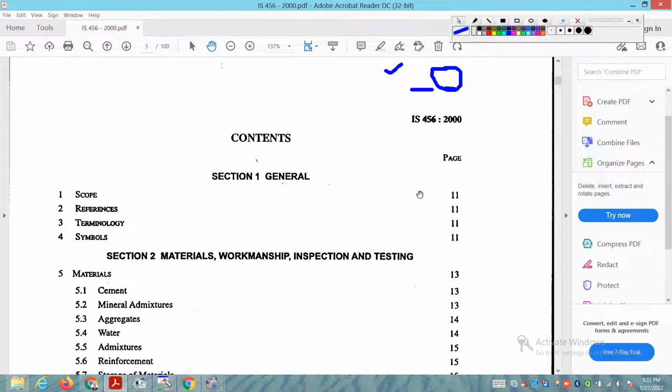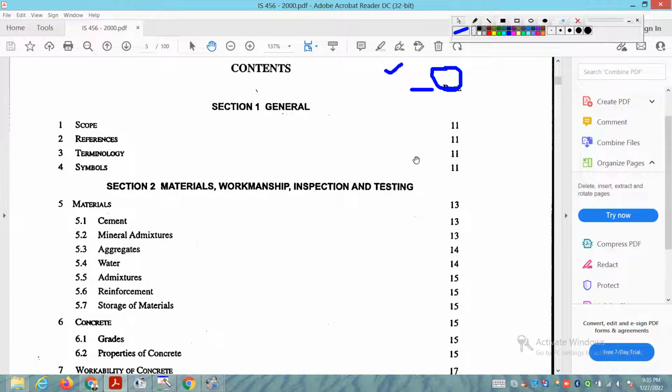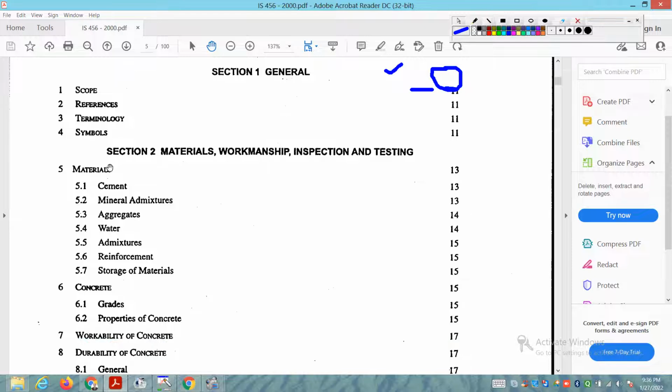See here this table. Section 1 is a general section in which scope, terminologies, references and symbols used in this IS code are mentioned. This IS code of practice you can even carry into your exam hall, but for GATE exams or other competitive exams it's not allowed. Section 2 is materials, workmanship, inspection and testing.